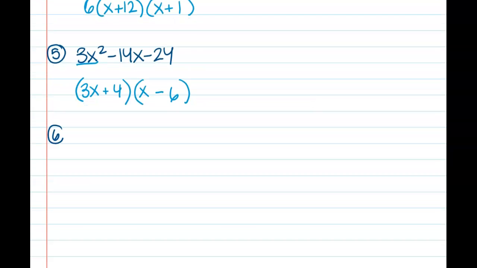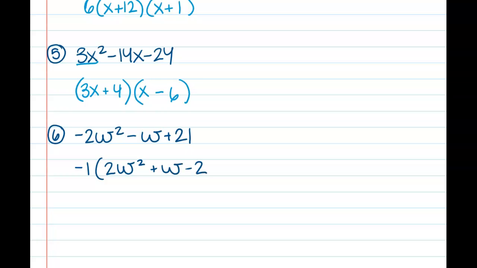Here's another. Negative 2w squared minus w plus 21. Whenever we have something like this and we're factoring, we can't take out a GCF really, but we can take out a negative, and that's just always a good idea. So let's rewrite this as negative 1 times 2w squared plus w minus 21. I'm basically multiplying or dividing, depending on how you look at it, every term by negative 1. And so then, when I have a negative out front, you don't need the 1 anymore.